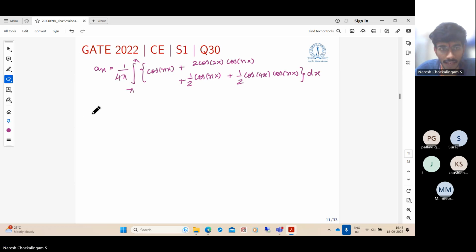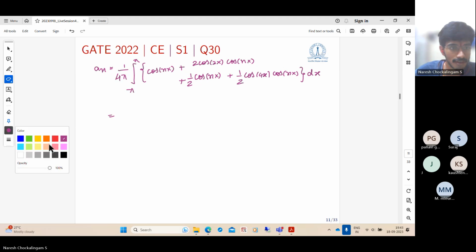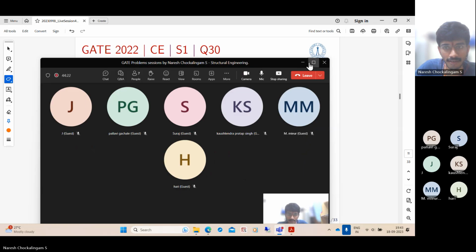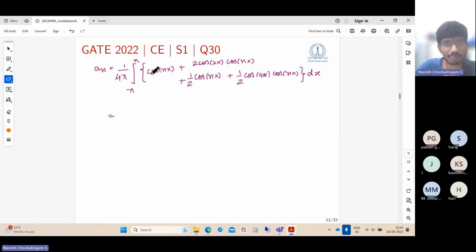Quickly, you don't need to integrate. Directly, you know cos nx. What is the period of cos nx? It is 2 pi by n, but 2 pi is also a period. So when you integrate it from minus pi to pi, what will happen? What is cos nx integrated from minus pi to pi? The area above the x-axis will be equal to the area below the x-axis, right? Is that okay? Cos nx integrated from minus pi to pi is 0, right?